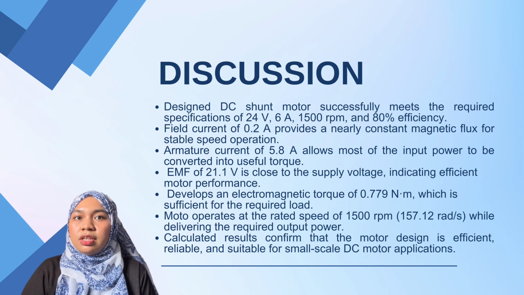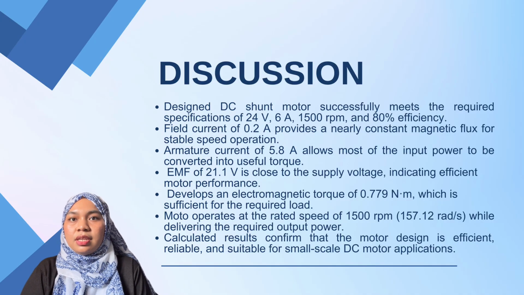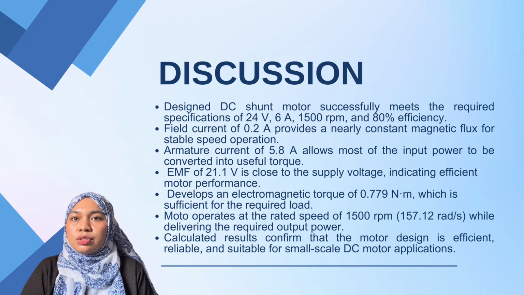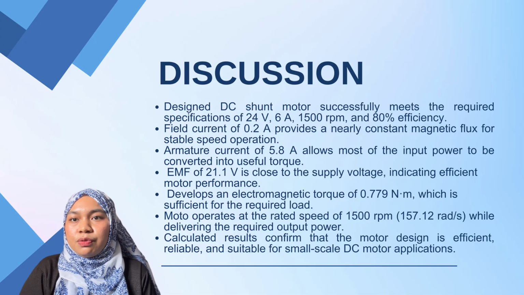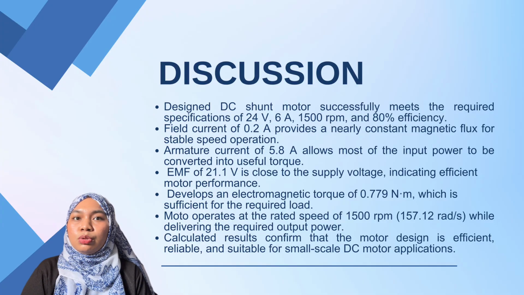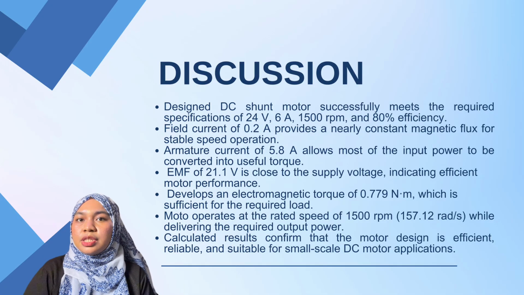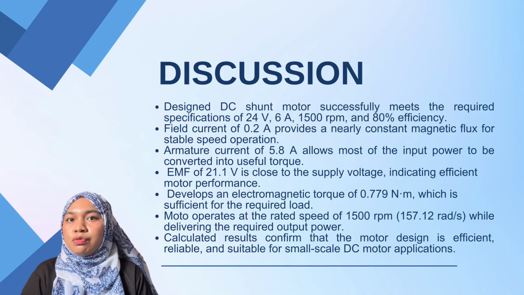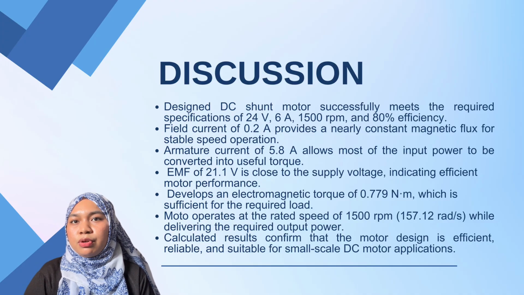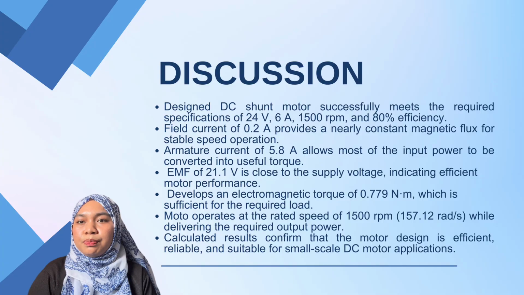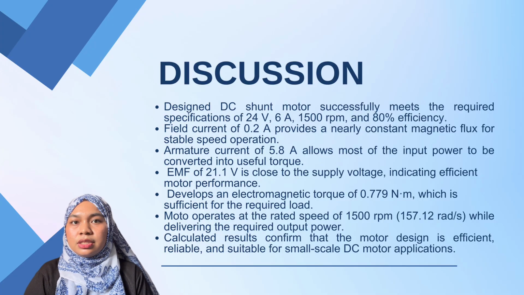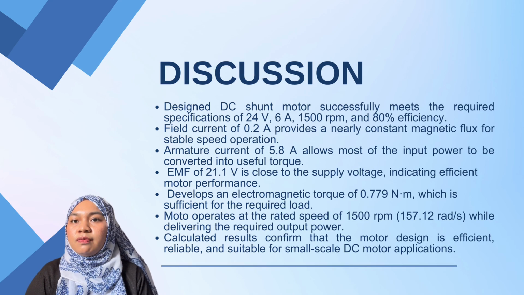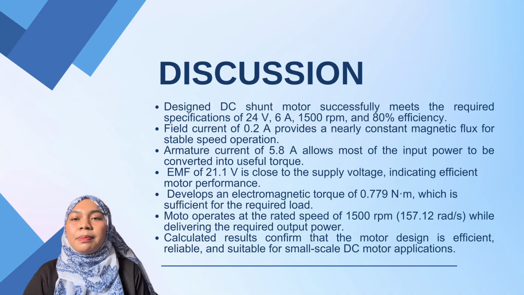The motor developed an electromagnetic torque of 0.779 Newton meter, which is sufficient for the required load. The motor operates at the rated speed of 1500 rpm, which is equal to 157.12 radian per second, while delivering the required output power. The calculated results confirm that the motor design is efficient, reliable, and suitable for small-scale DC motor applications.